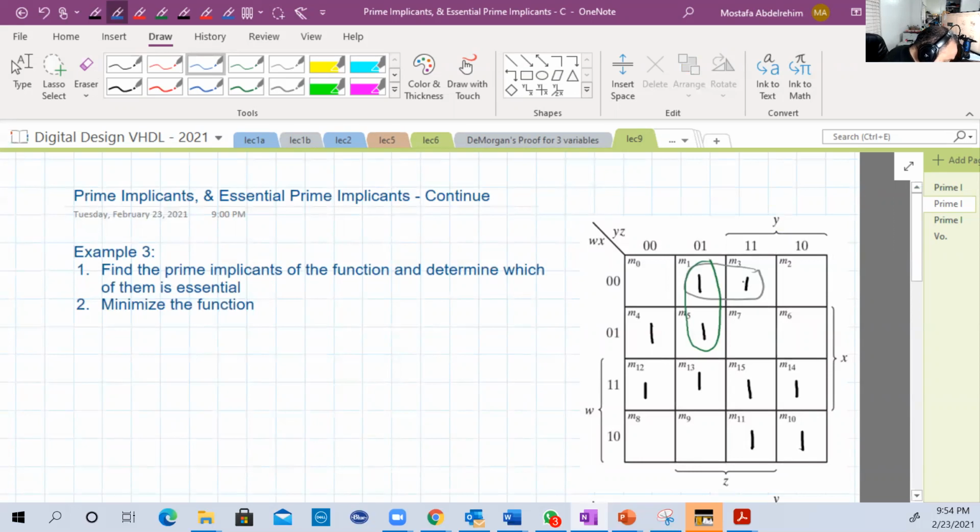Then the second one in this row, this one is already contained in the gray, and it can also be grouped with that one here, right? So we have here another group, and it can't be combined with any other group. That's it for this one. Now let's go to the second row. This one can be grouped with these four.